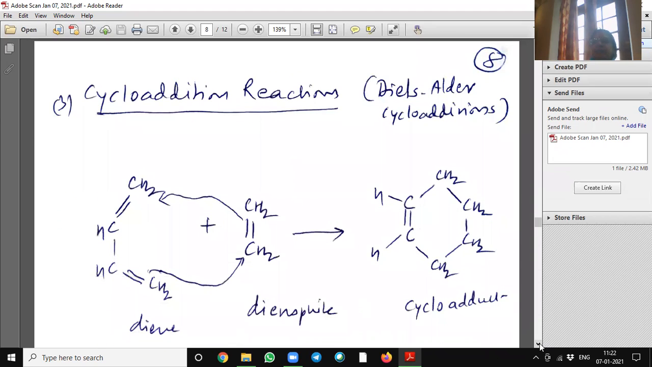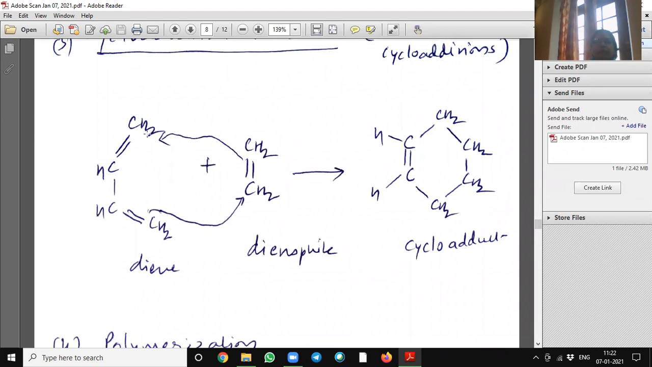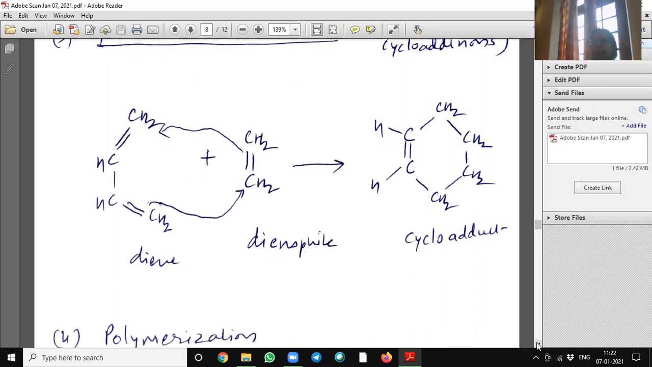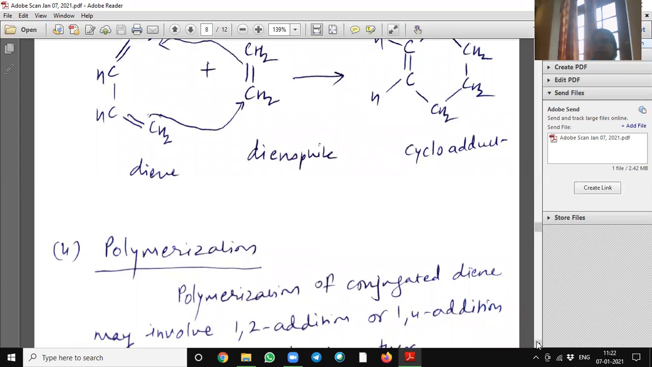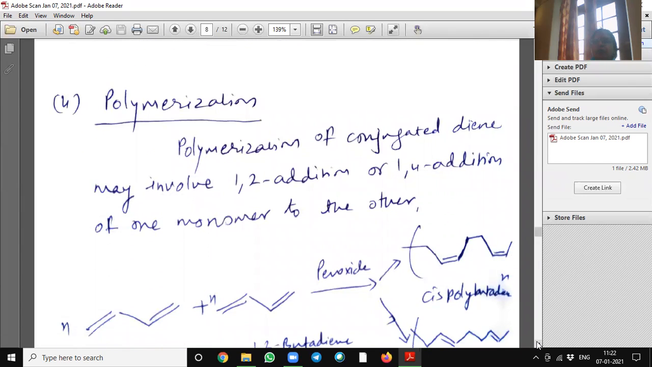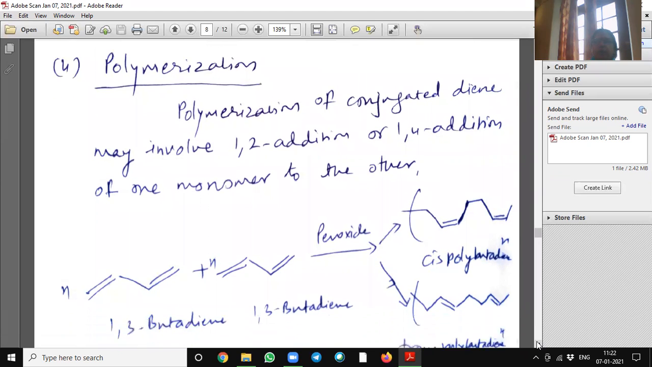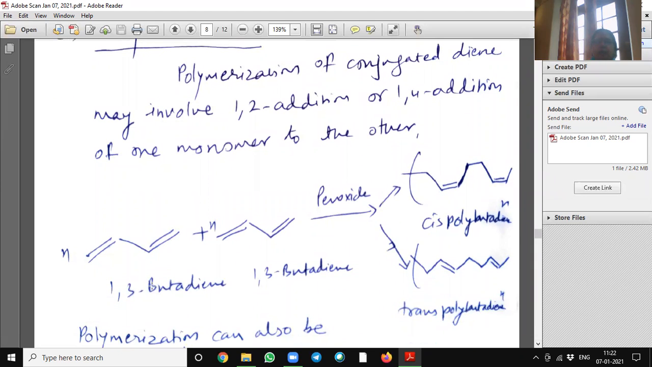Cycloaddition reaction, Diels-Alder cycloaddition reaction. This diene, when reacted with different types of dienophiles, will give the corresponding cycloaddition product. Polymerization. Polymerization of conjugated diene may involve 1,2 addition or 1,4 addition of one monomer to another monomer. So n moles of 1,3-butadiene, when reacted, may give cis-polybutadiene or trans-polybutadiene.